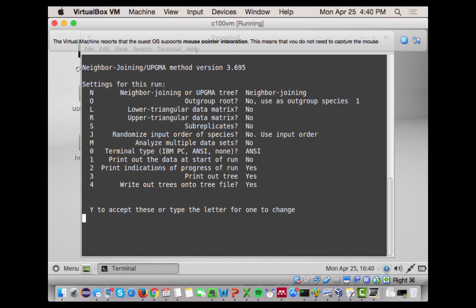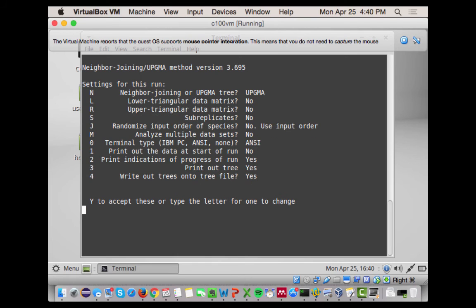So this is the output, and then N just says, do you want to use neighbor joining or UPGMA? And you want to use UPGMA. Yeah. So when you type N, it flips. Because right now it says neighbor joining is what you're going to use, and now it says we're using UPGMA. And then you did yes. Yeah.